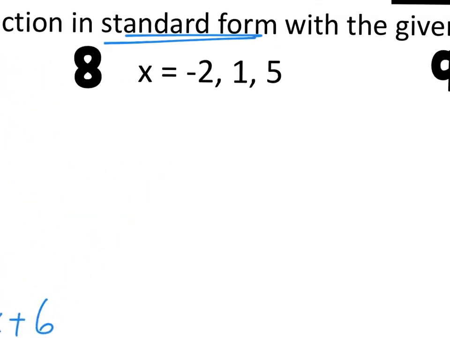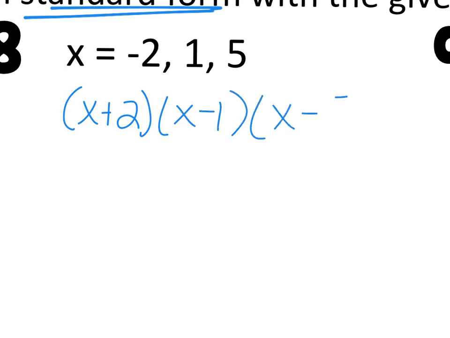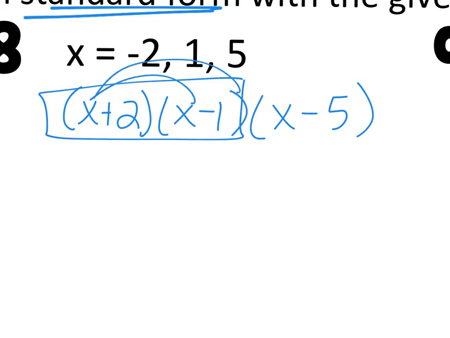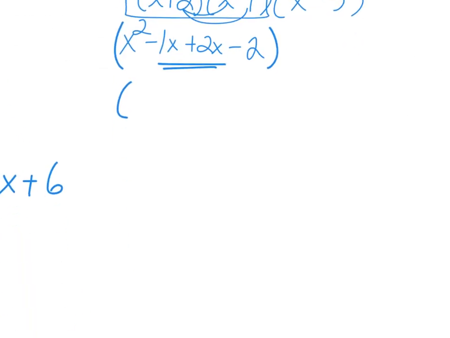Okay. So looking at the next one, this is x plus 2, x minus 1, x minus 5. So the factors, which I just wrote, are always opposite the roots. Okay, so I'm going to FOIL the first two. I'm going to get x squared minus 1x plus 2x minus 2. Okay, and then I'm going to put a parenthesis around that. I'm going to combine these two first. So I'm going to bring the x minus 5 down.